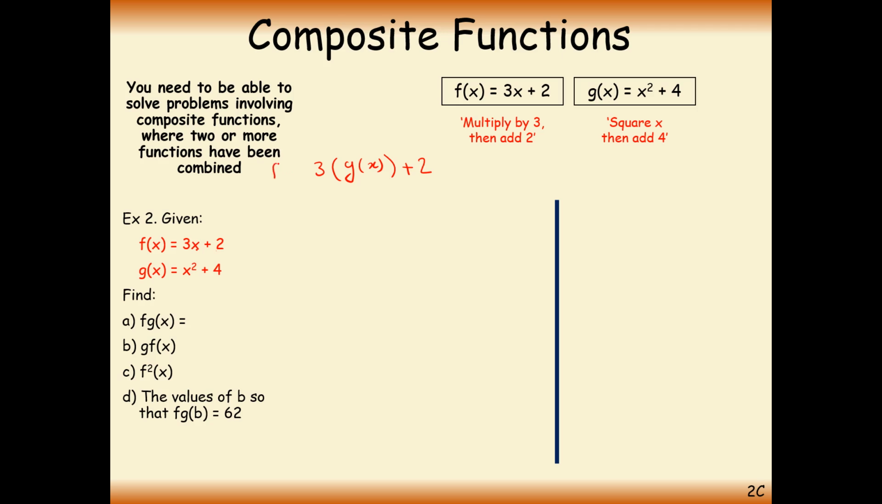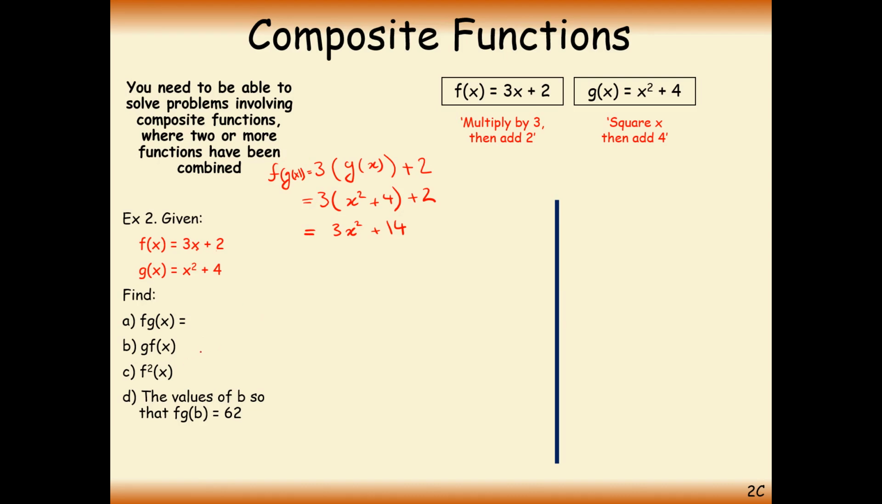So what I'm figuring out is f of g of x. That means I replace g of x with x squared plus 4, and I expand the bracket. Simply, that means 3x squared plus 12 plus 2, which is 14. So that's the definition of f of g of x.